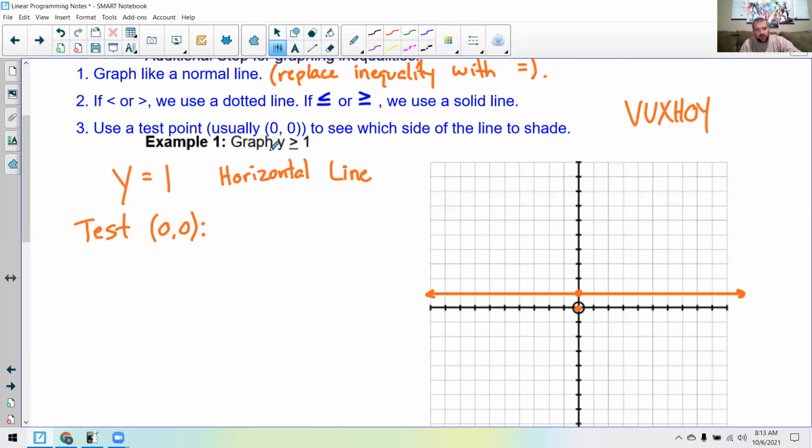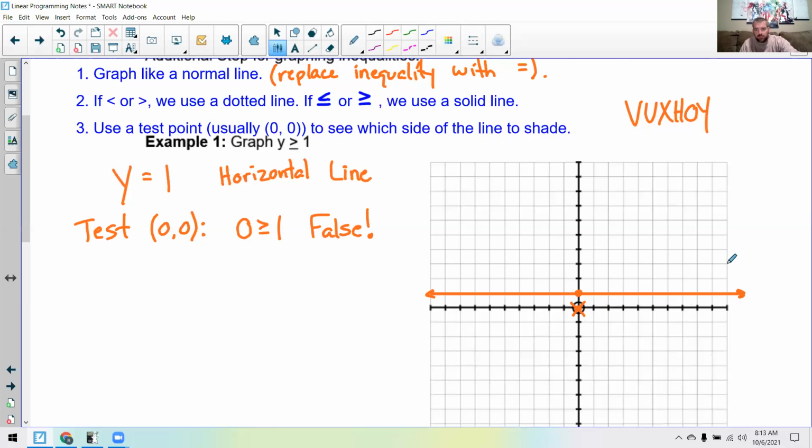There's nowhere to plug in an x value, so I'm just going to plug in 0 for y. I get 0 is greater than or equal to 1. 0 is not greater than or equal to 1. This is false. So this point doesn't work. So the bottom of the line is the wrong side.